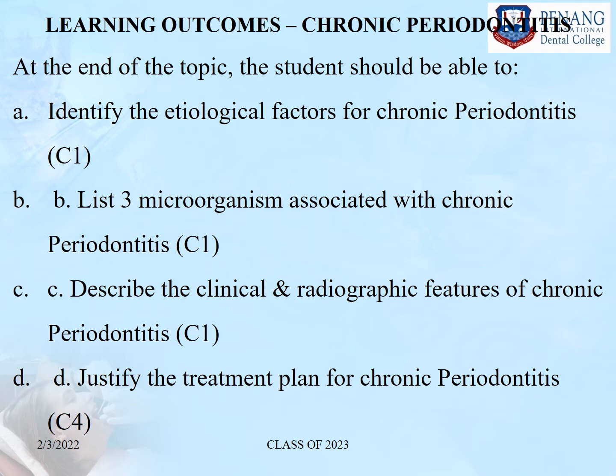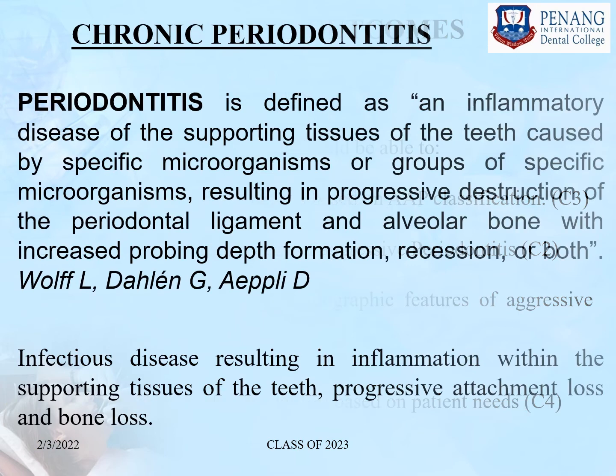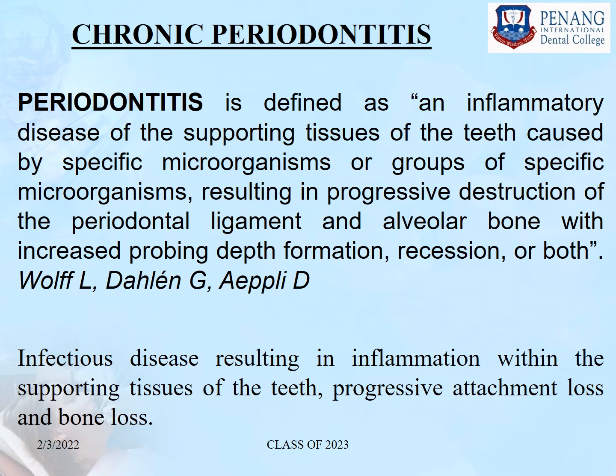for chronic periodontitis. For aggressive periodontitis, we would like you to know the classification based on the AAP classification, explain the microbiological etiology, summarize the clinical and radiographic features, and categorize the treatment modalities based on patient needs. So to start with, periodontitis.